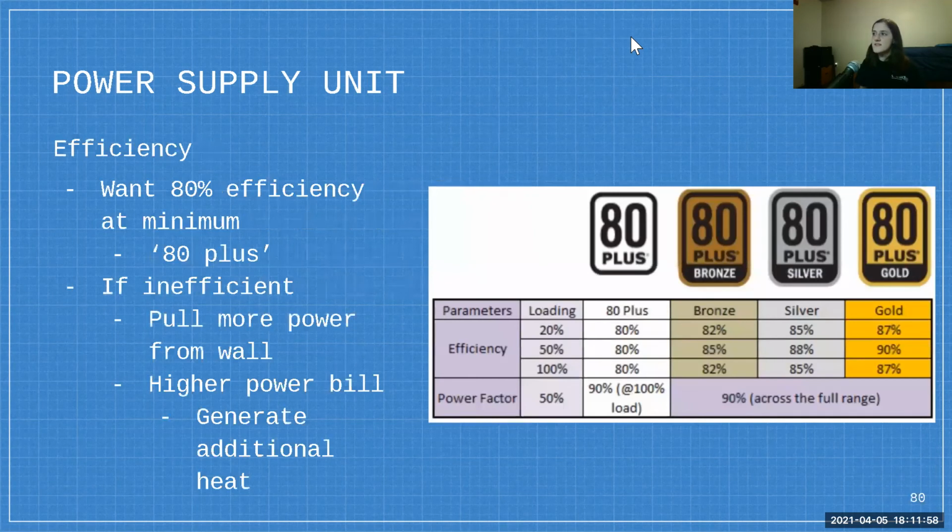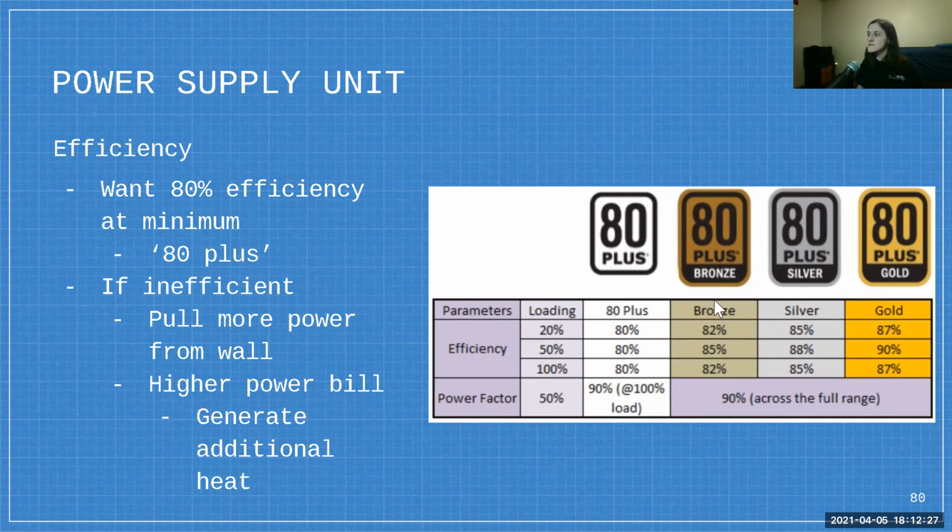And another metric that we want to keep in mind is efficiency. So this means how much of the power that comes out of the wall are you using on your components? So we want a minimum 80% efficiency, which is given to us by this 80 plus rating on our power supplies. Because if it's inefficient, then it'll pull a lot of power from the wall that it doesn't need, and then it'll heat up your system and also raise your power bill. So 80 plus is just a good standard to keep.